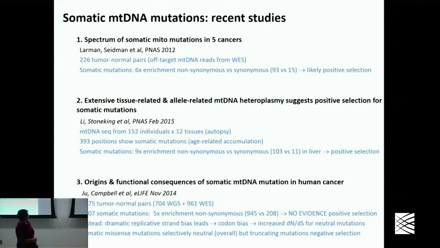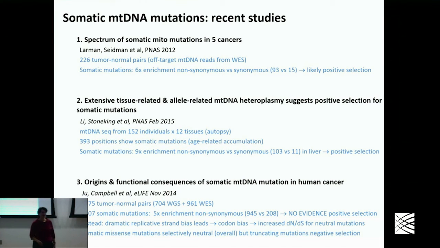So they analyzed the same idea. They looked at tumor-normal pairs from the ICGC, 1,600 tumor-normal pairs. And they also, just like these papers, saw a 5-fold enrichment of non-synonymous versus synonymous mutations. But they looked really carefully at this and said there's no evidence of positive selection.